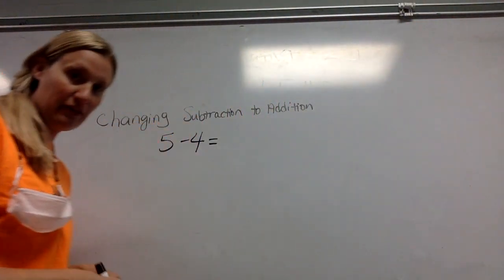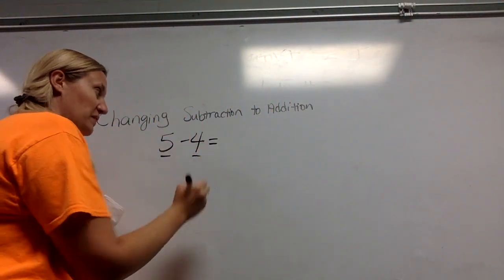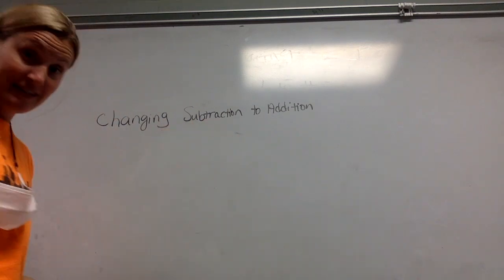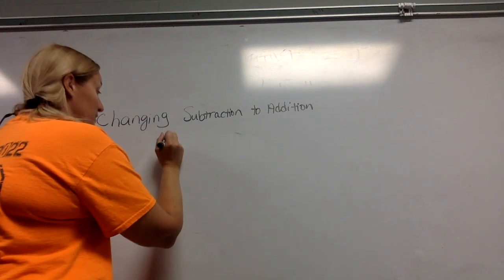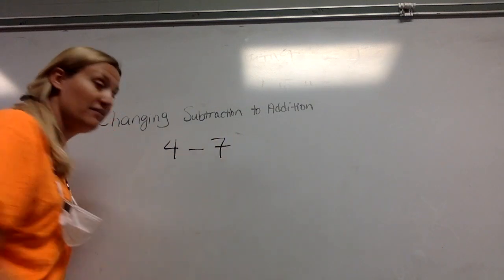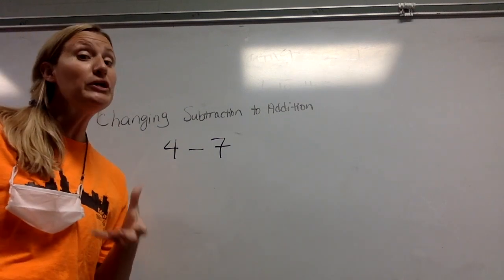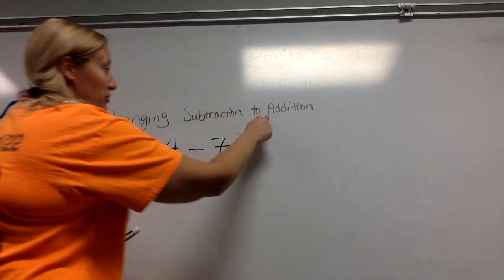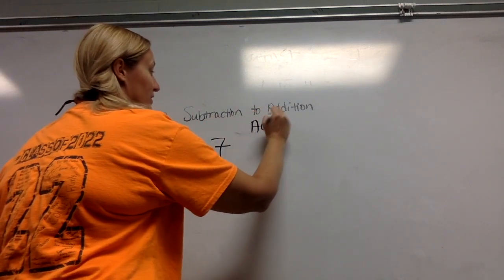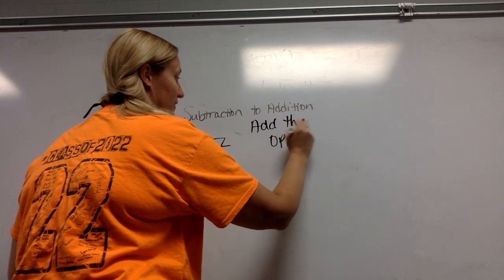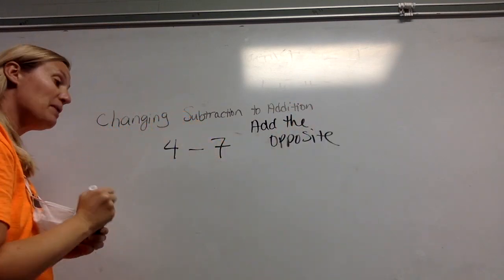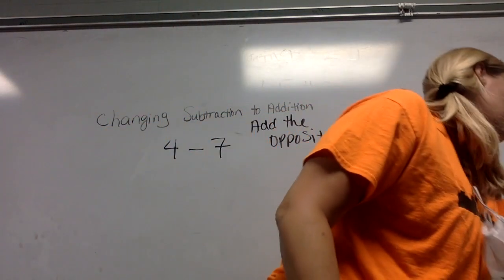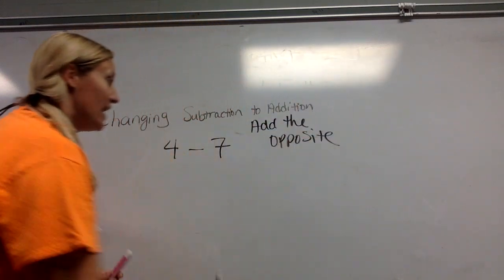So I always say if it's an elementary problem where the first number is larger than the second, just do the subtraction and be done, right? But if it's not, okay, so 4 minus 7, okay, what we're going to do is we're going to change it to addition and use our rules for addition. Changing subtraction to addition means we are going to add the opposite. So if we are subtracting a positive 7, we're going to change that into adding a negative 7, okay? The opposite is addition. So, how are we going to do that?